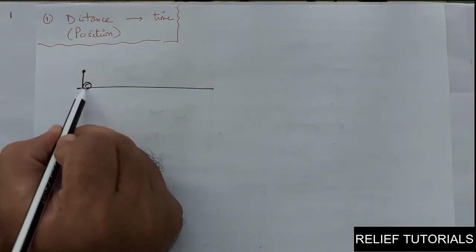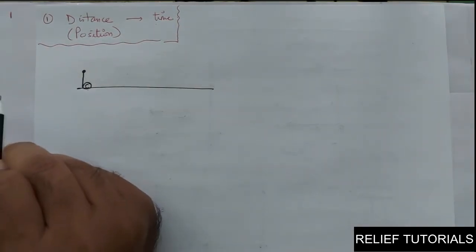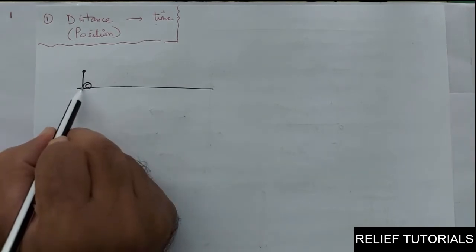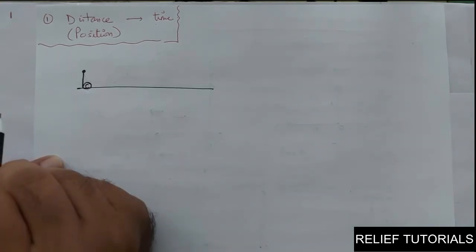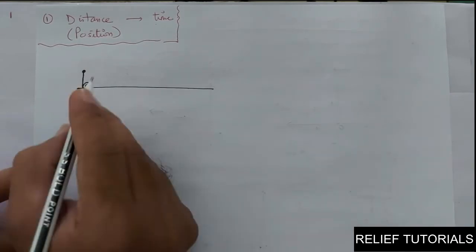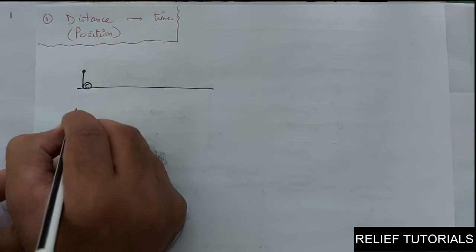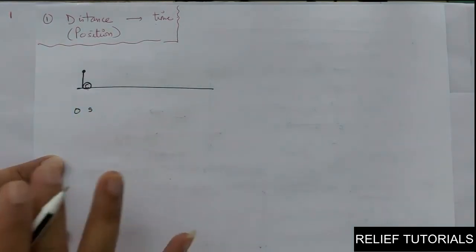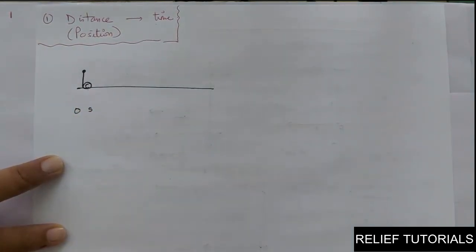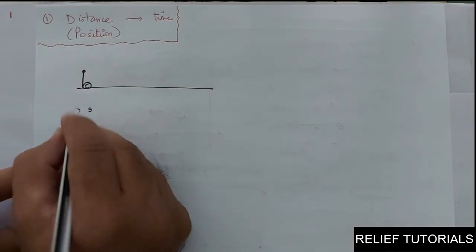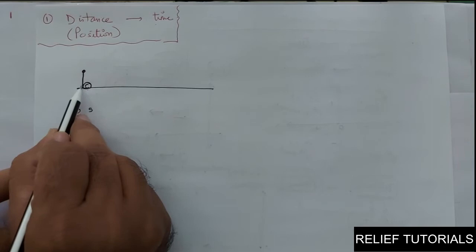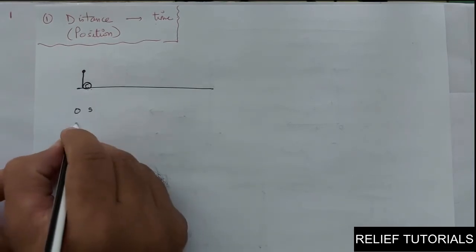Now from here the car starts to move. Initially the car is stationary here at the pole. So this is the observation. Let us say at 0 seconds, when you are just starting the observation, the car is stationary. So what is the distance of the car from the pole? I think it is 0 meters.